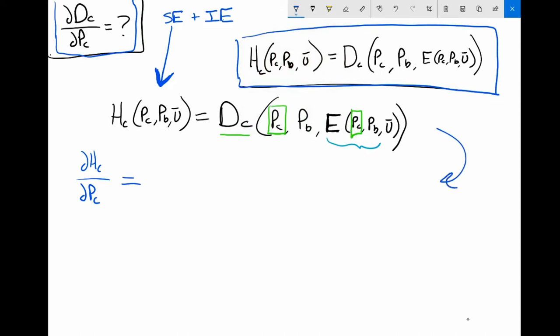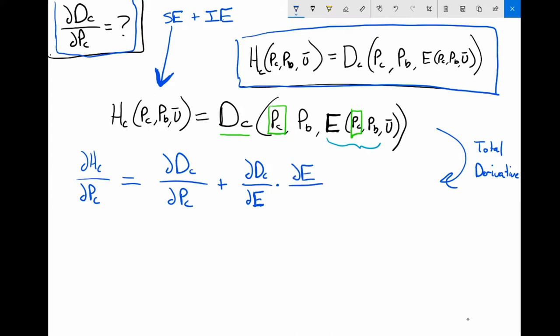So that's what we're doing here. Total derivative. When you take the direct derivative, it means the derivative of DC with respect to PC. This is a good sign. This is what we ultimately want. Plus, now we need to apply the chain rule: the derivative of DC with respect to E, that optimal expenditure function. That's the outer function, multiplied by the derivative of the inner function, the derivative of E with respect to PC.